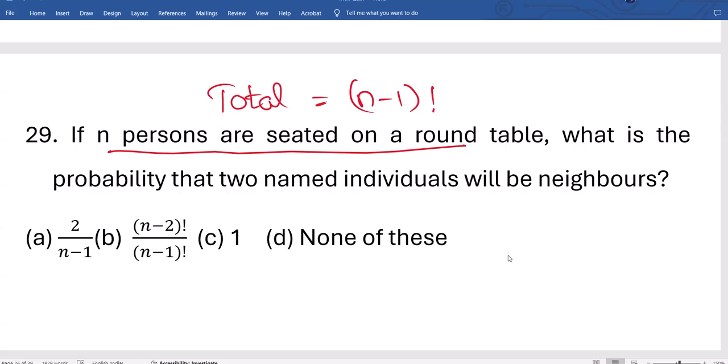But for favorable, they gave a condition. Two named individuals, that is, two particular people, should be neighbors, together. Two people must be together. Among n people, two people together means these two people will be taken as one unit. Then there are n minus 2 units.